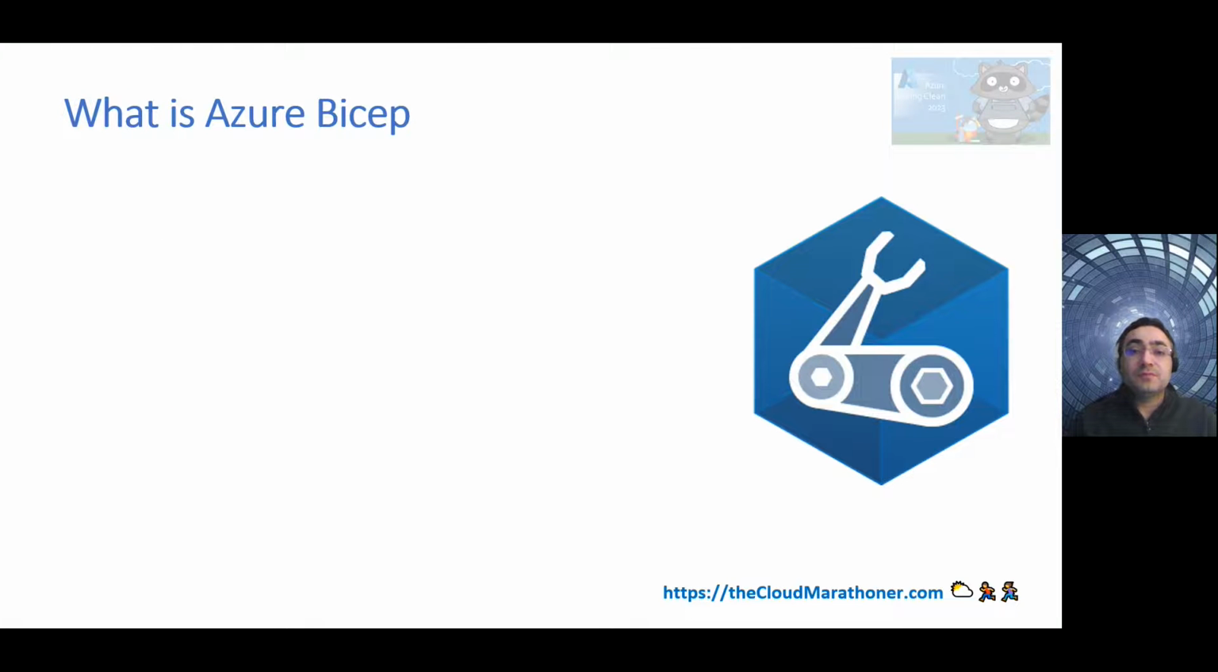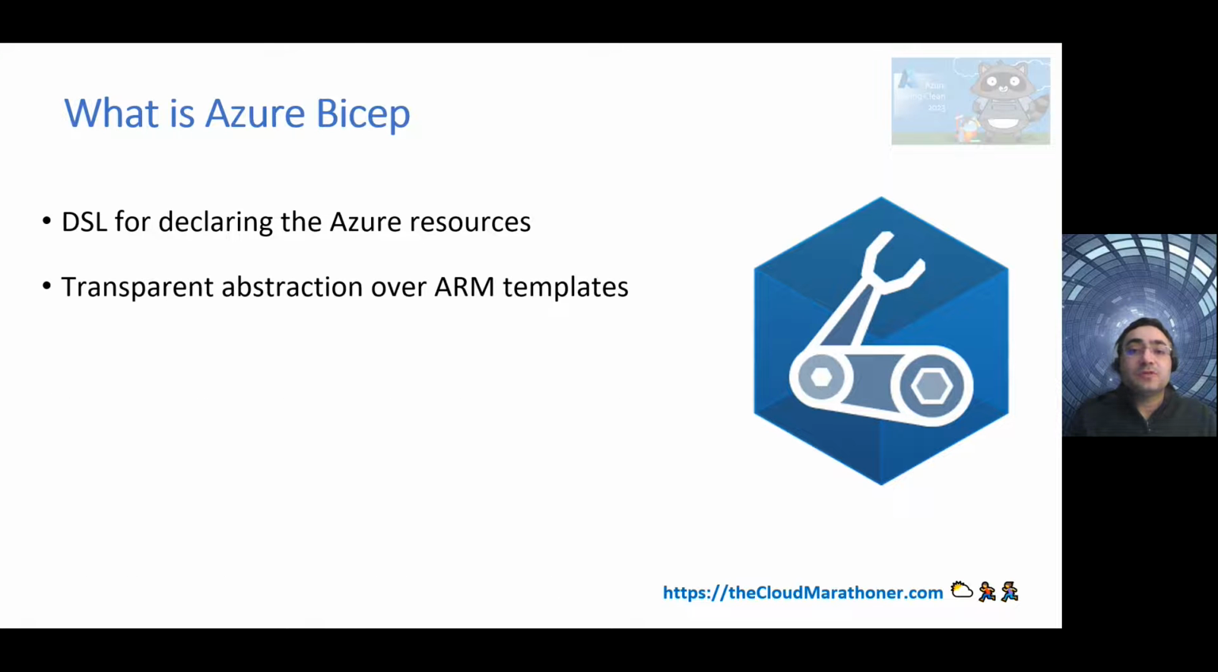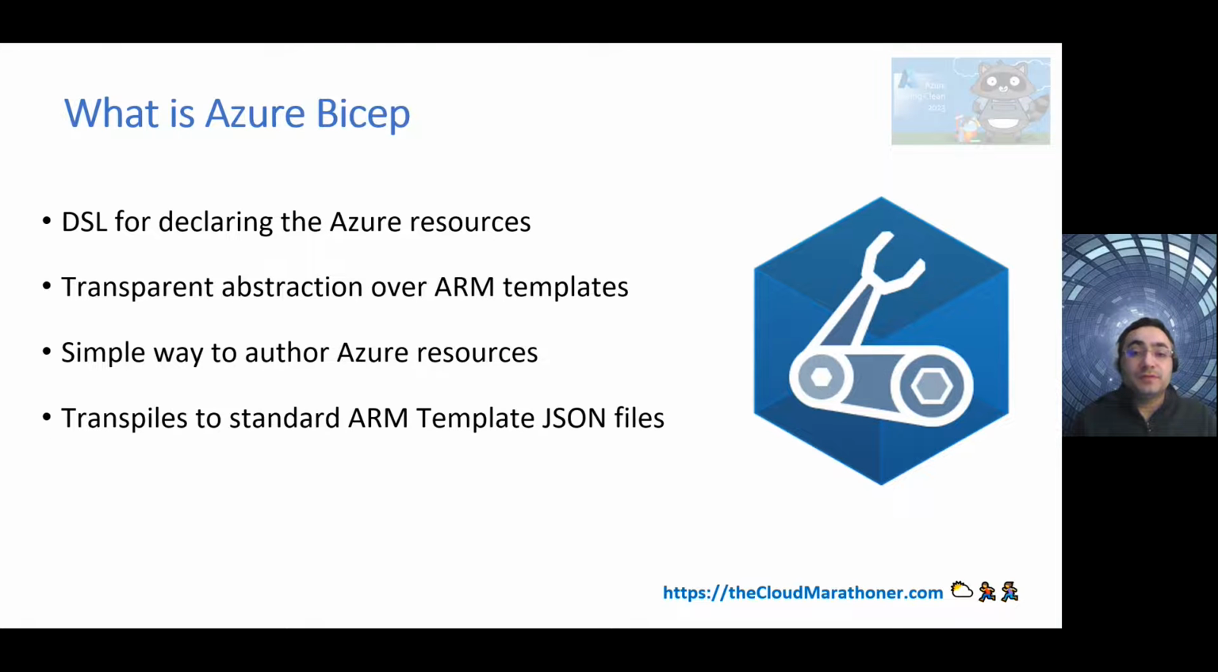Now, what is Azure Bicep? It's a domain-specific language, right? It's created for Azure to easily manage the resources. Second, it's a transparent abstraction over ARM template. It's a simple way to manage your Azure resources. And it always gets transpiled into the standard ARM template JSON files. So that's pretty much it about Azure Bicep.